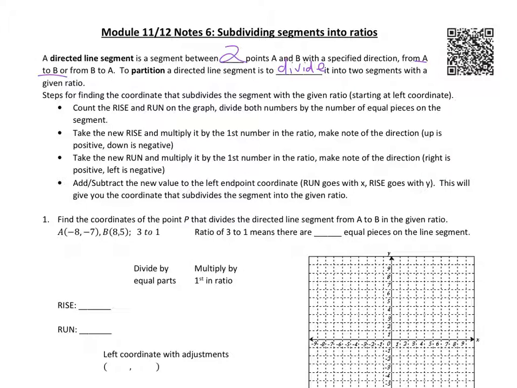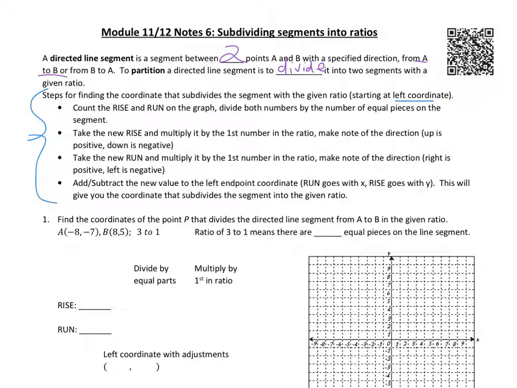So here are the steps that I want to make sure you guys get written down and that you have in your notes. So the steps for finding the coordinate that subdivides the segment, we need to go from left to right. We're going to count the rise and run on the graph. Then we are going to divide those numbers by the first number, or the number of equal pieces in our segment, and I'll show you how to do that. Then we're going to take that rise number and we have to multiply it by that first number in the ratio, because we need to have that portion of the ratio. So if it's 3 to 1 or 5 to 3, we need to use that very first number. Then the run number, we are also going to multiply by it.